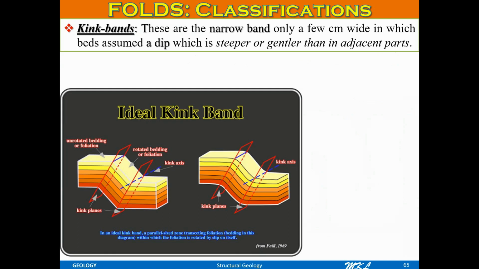Another type of special fold is called kink band. These are narrow bands, usually 1 to 2 centimeters wide, it could be a few centimeters to a few inches, or a few feet wide. Okay, and in which the beds assume a dip which is steeper or gentler than the adjacent bed.